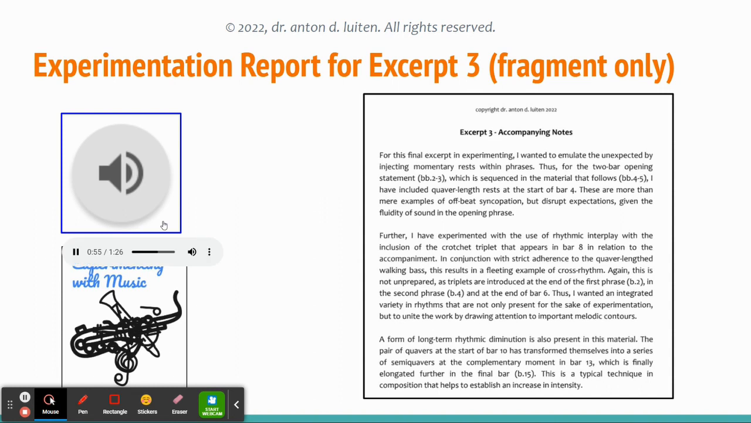Thus, I wanted to integrate variety in rhythms that are not only present for the sake of experimentation, but to unite the work by drawing attention to important melodic contours. A form of long-term rhythmic diminution is also present in the material. The pair of quavers at the start of bar 10 has transformed themselves into a series of semiquavers at the complementary moment in bar 13, which is finally elongated further in the final bar, bar 15. This is a typical technique in composition that helps to establish an increase in intensity.